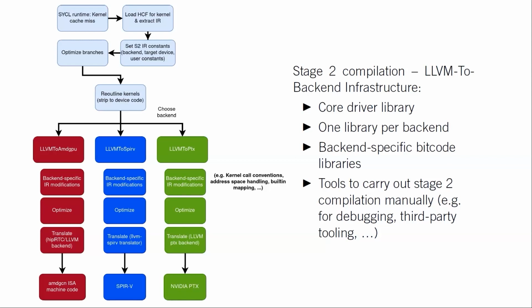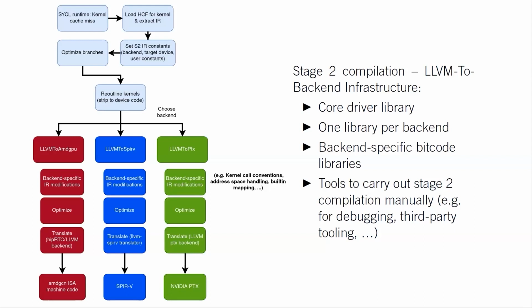What they need to do is a very important step, which is handling backend-specific LLVM flavors, because in theory, LLVM IR is backend independent. In practice, almost all offload-based LLVM backends have their own conventions regarding kernel calls, how kernels are marked, how address spaces are handled, how built-ins are mapped, and so on and so forth. And all of this is handled here at this stage.